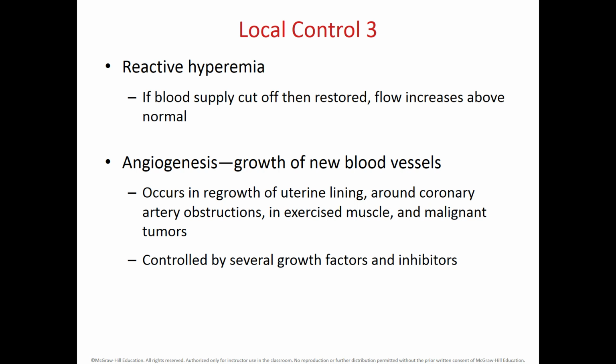So it occurs in the regrowth, for instance, of the uterine lining when we have our menses during reproductive life. Also, if someone, for instance, has a coronary artery obstruction, these cells that are hypoxic will release these angiogenic factors so you can grow new blood vessels. But this growth of new blood vessels is not going to be sufficient to prevent the hypoxia that happens during coronary artery obstruction. So it's not a perfect remedy.